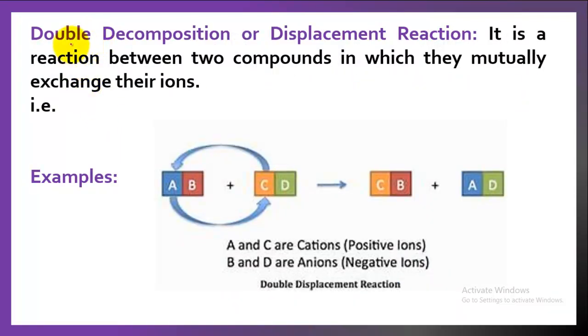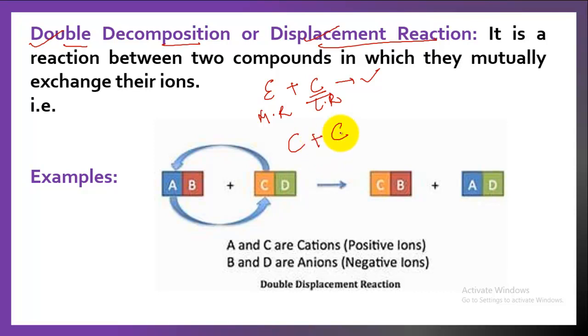The another reaction is double decomposition, or we can call it the double displacement reaction. In the displacement reaction earlier, we have an element and a compound in which the element has to be more reactive and the compound element has to be less reactive, then only the displacement occurs. But when we talk about the double displacement, it is a reaction in which there is not a single element or a compound, there are two compounds present in it.